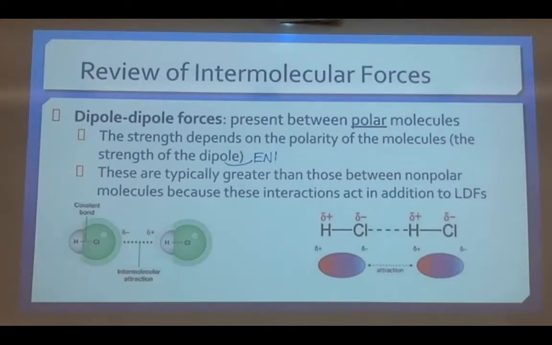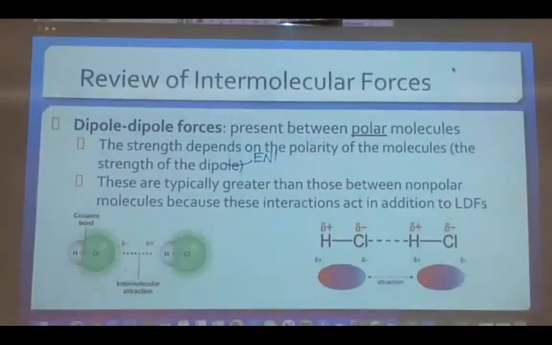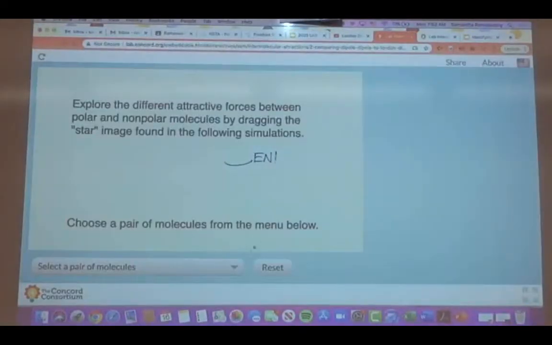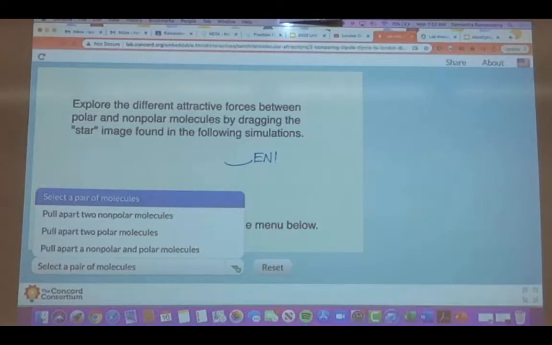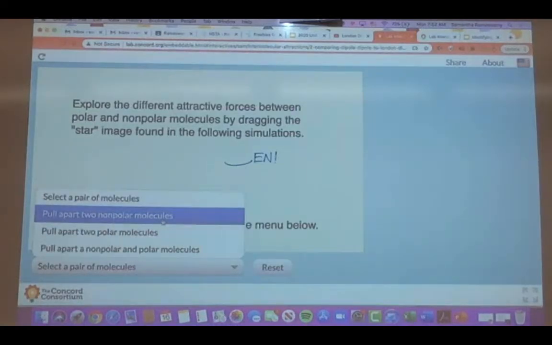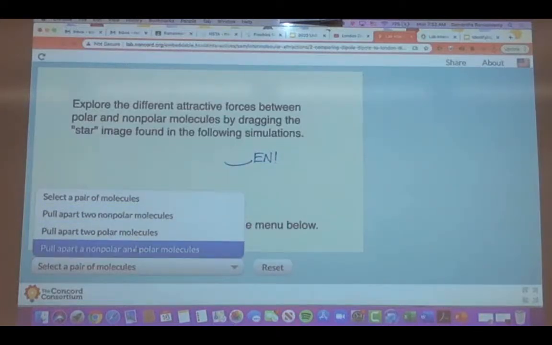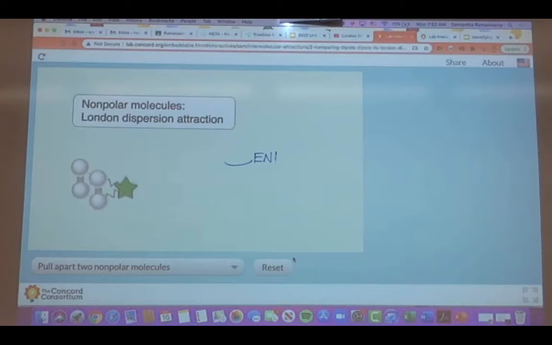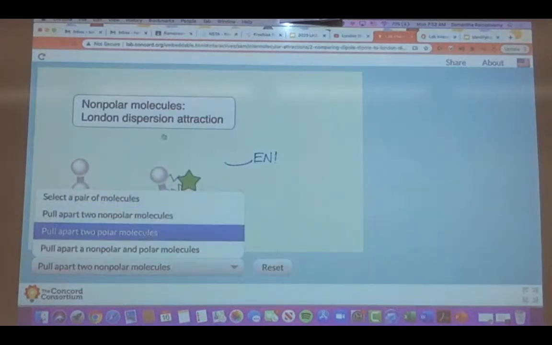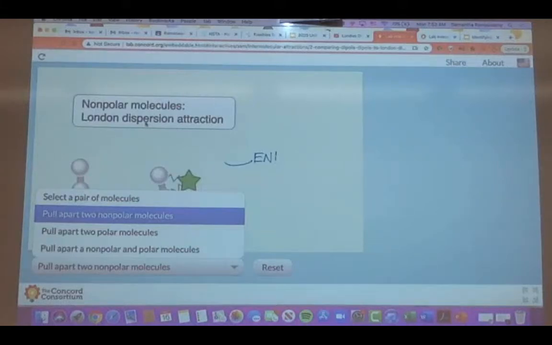Before we look at hydrogen bonding, I want to look at a quick example. Here we have three different options. We can pull apart nonpolar molecules, polar molecules, and then one of each. Let's start by pulling apart two nonpolar molecules. This is a dispersion attraction. To pull it apart, we're just pulling this star. Notice, pretty easy to pull apart. So dispersion forces are pretty weak.